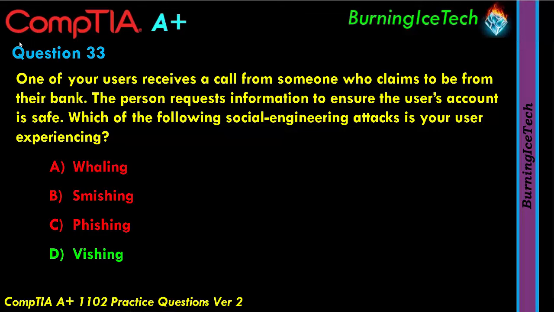D, I don't even know how to pronounce that. I think it's called vishing. That is if someone receives a voice call, which is what the V is there for. It means voice. V stands for voice. So they receive a voice call from someone pretending to be some entity like the bank. So the answer here, folks, is D.